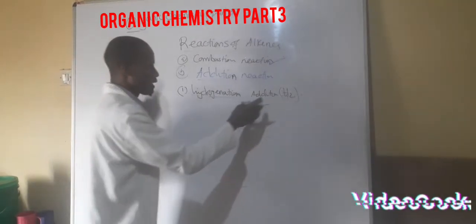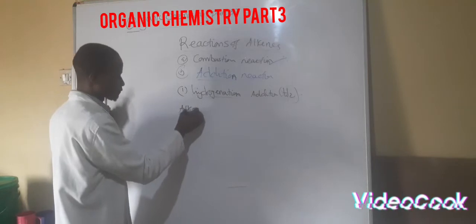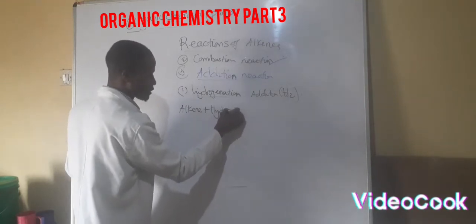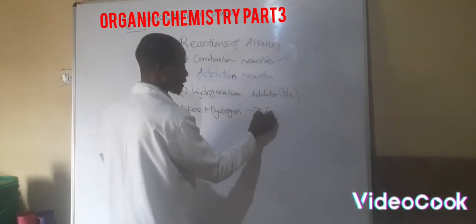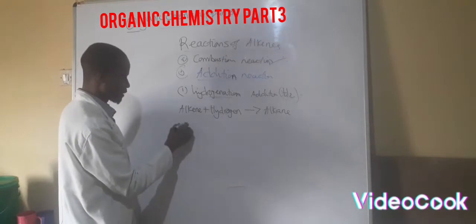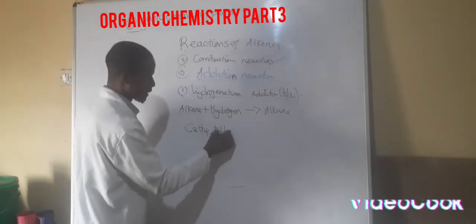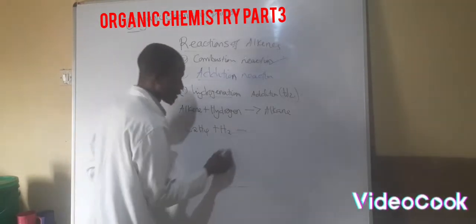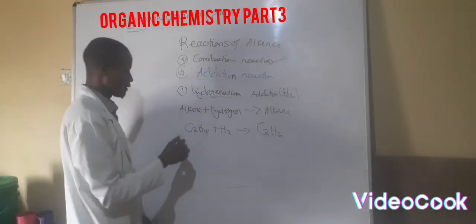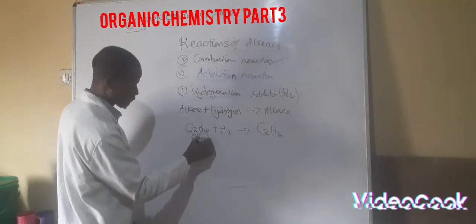Now, when you add hydrogen to an alkene, what you get is an alkane. So alkene plus hydrogen, what you get is an alkane. So, for example, we have C2H4 plus hydrogen, we are going to have C2H6. The structural formula to have, so this is the ethene and this is the ethane.